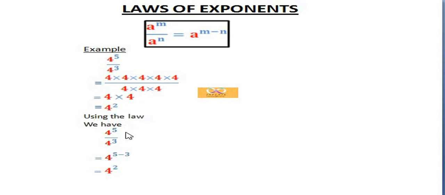Now using the law, we have the same example, the same numbers I have taken over here, 4 to the power 5 upon 4 to the power 3. So what I will do is use this law. I can see that the base is the same, so I have written the base here. Then I have just subtracted the powers. So 5 minus 3, that is 2. So you can see that the answer is the same, and this is the law. Using the law will save you a lot of time whenever the numbers get bigger and bigger.